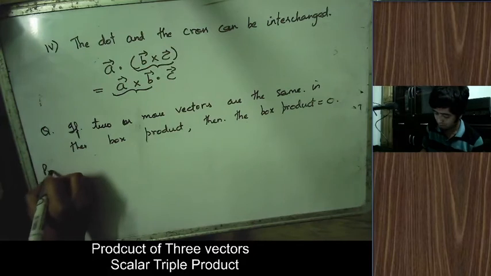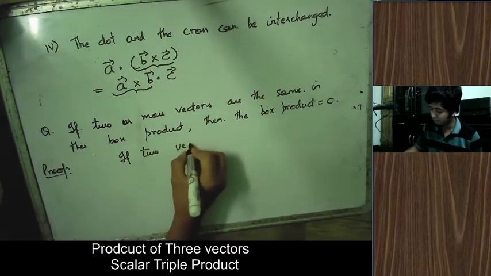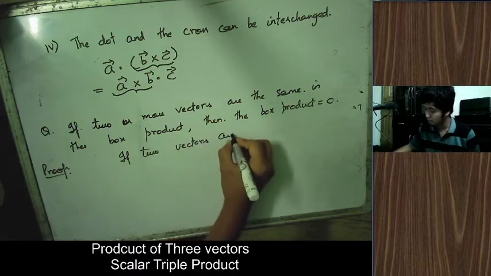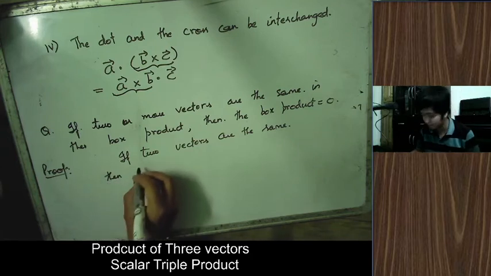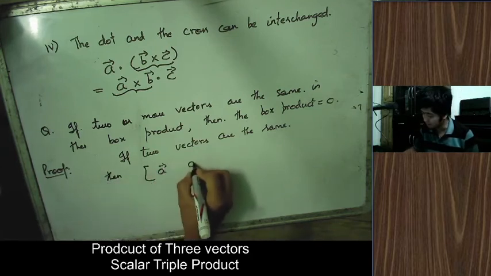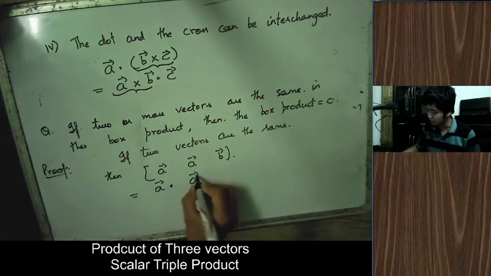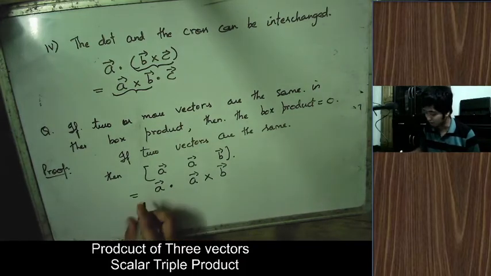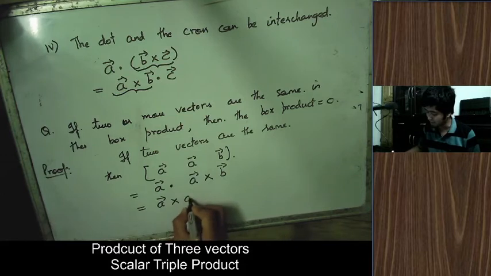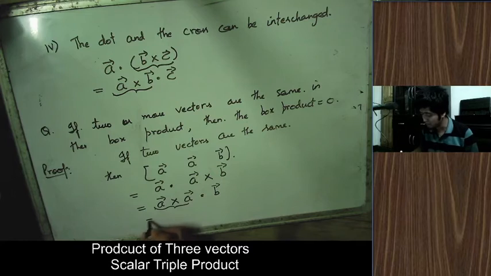Proof: if two vectors are the same, then we can have something like this. Then A·(A×B), you can write this one as A dot A cross B, but you must remember that we can easily interchange the dot and the cross, so we can write it as (A×A)·B, and because we have to calculate the cross product first, A cross A will be equal to 0 bar.